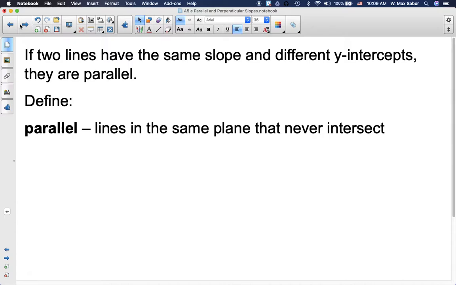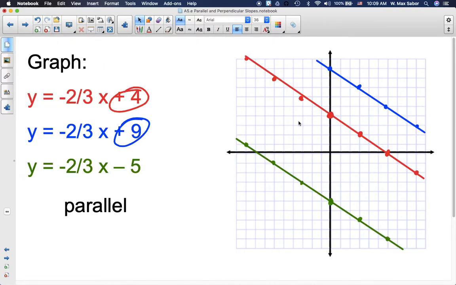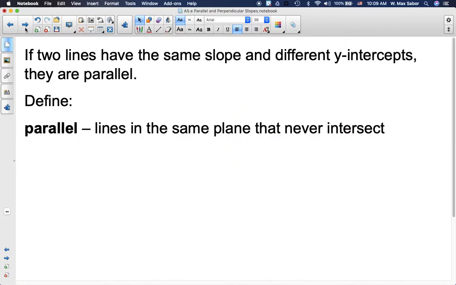Parallel lines are lines in the same plane that never intersect. No matter how far you continue these lines, they will never meet because they're traveling in the exact same direction. Not toward the same point, in the same direction.